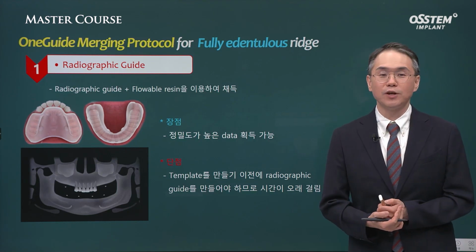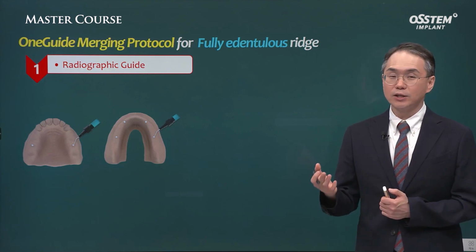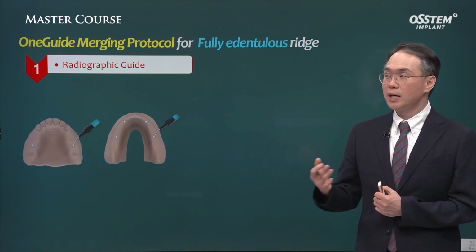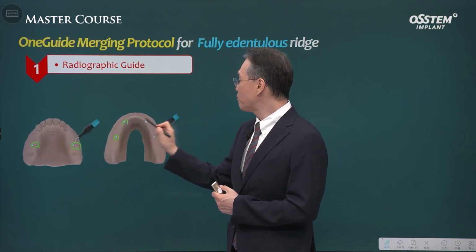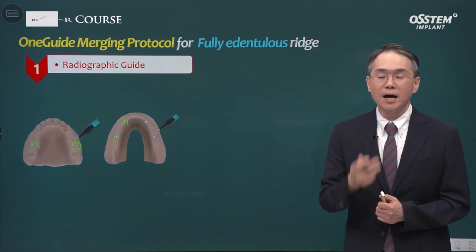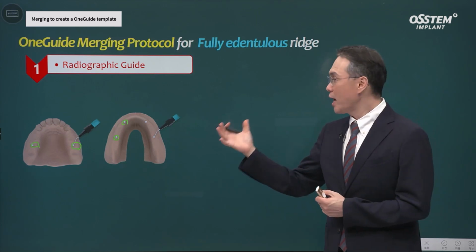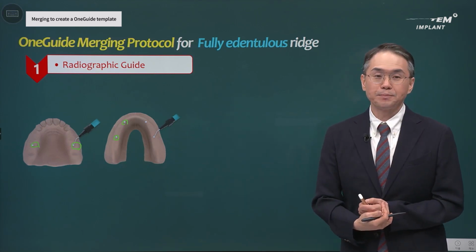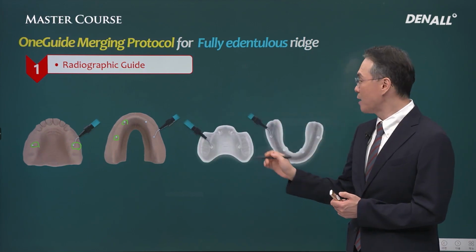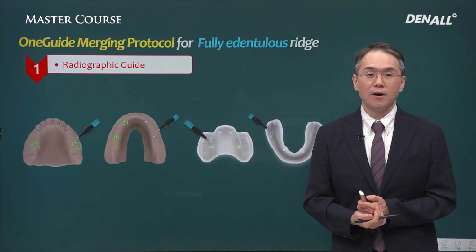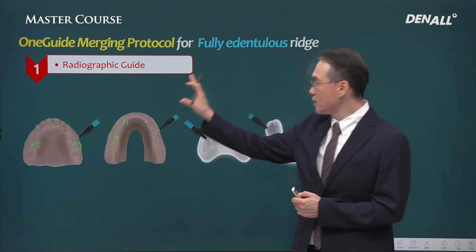A radiopaque guide cannot be addressed in one visit. A preliminary impression needs to be taken with the patient in the dental clinic, and once you send the impression to the Osstem OneGuide Center at the lab, a radiopaque marker is applied to the alveolar ridge like this. Flowable resin or composite resin is used, and this serves the role of the tooth, and with this, model scanning is performed. With the radiopaque marker on the alveolar ridge, the stent is fabricated on top of it. This is referred to as a radiographic guide or radiologic stent.